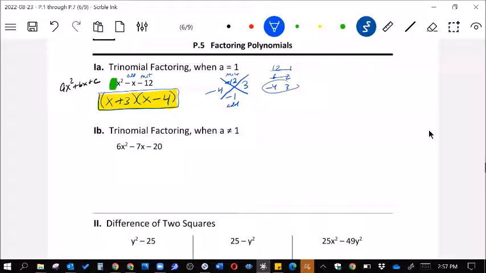Now it becomes a little bit more difficult when the a is not a 1, but not much more difficult. We still want to get into this kind of thing. We know that there's going to be x's here to make x squared, but we don't know what the coefficients will be. It could be 6 and 1, or it could be 2 and 3, or 3 and 2.